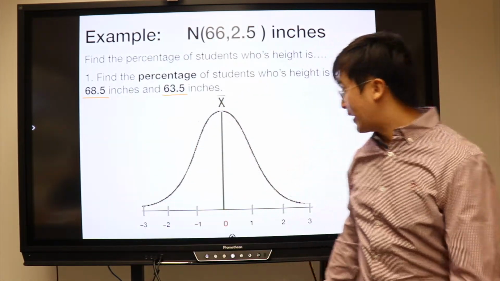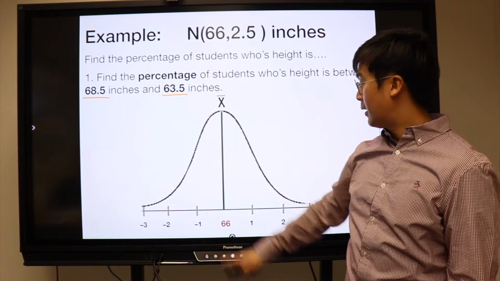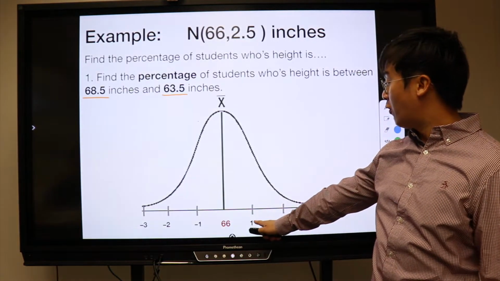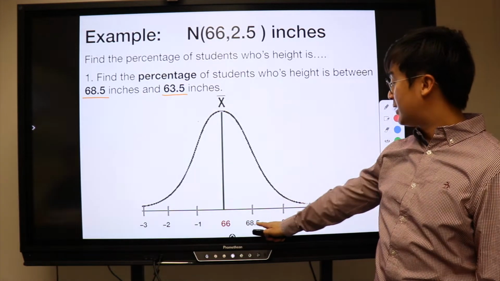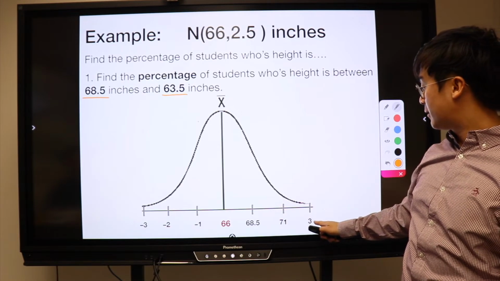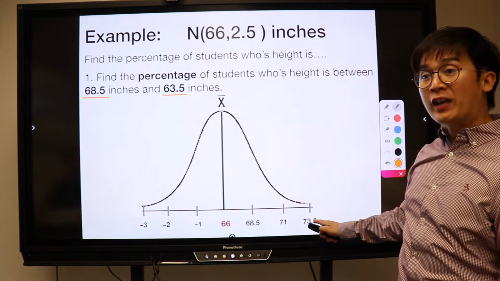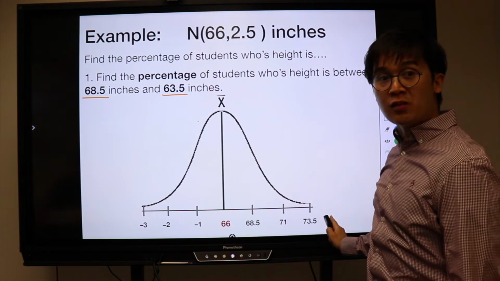So let's complete it. What is this 0 right here? This is going to change into 66. If we're going to go one standard deviation away from the mean, what is this value? 68 and a half. And what about this? 71. And this? 73 and a half. How did you get that? By adding 2 and a half continuously to the right.